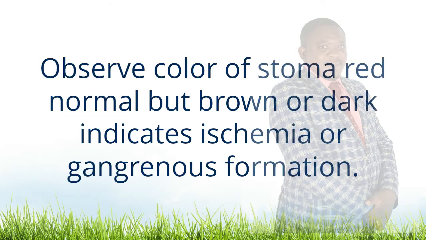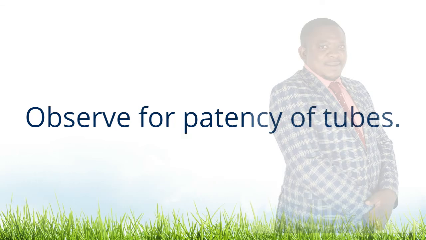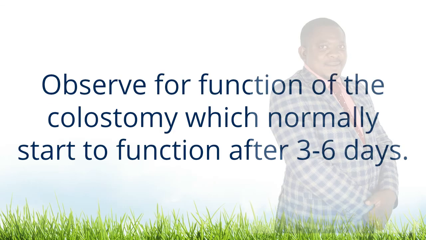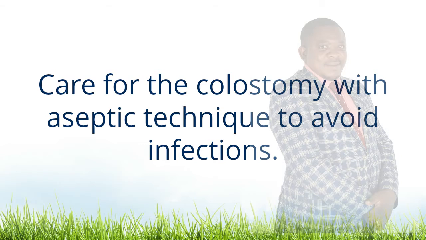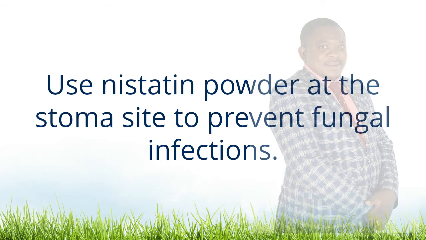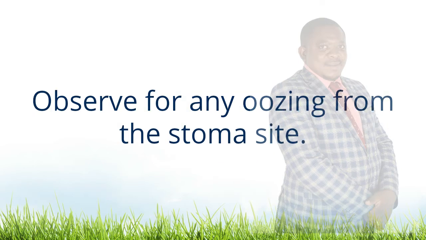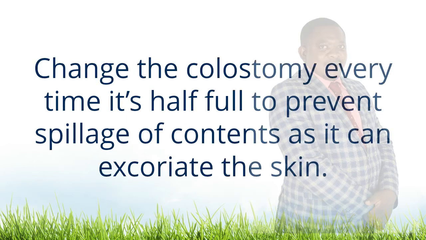Colostomy care: observe color of stoma, red is normal, but brown or dark indicates ischemia or gangrenous formation. Observe the skin for excoriation. Observe for patency of tubes. Observe for function of the colostomy, which normally starts to function after 3 to 6 days. Inform the patient about the tubes in the colostomy bag. Care for the colostomy with aseptic technique to avoid infections. Use nystatin powder at the stoma site to prevent fungal infections. Observe for any oozing from the stoma site. Change the colostomy bag every time it is half full to prevent spillage of contents, as it can excoriate the skin.